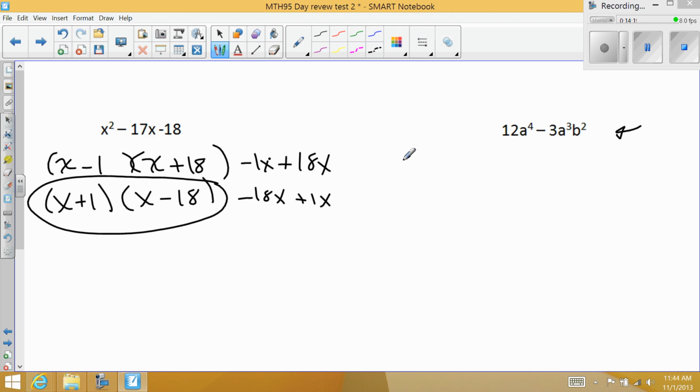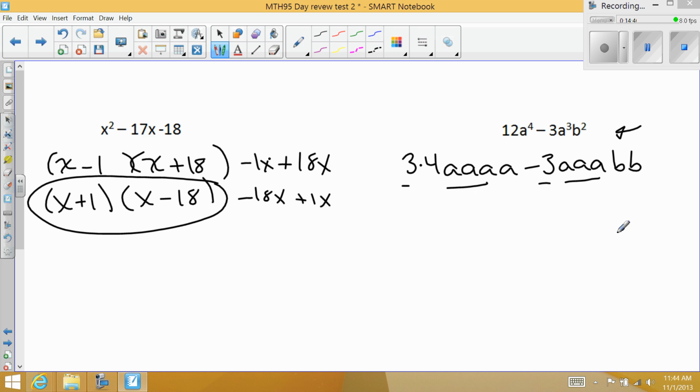So 12 I know is 3 times 4. And a to the fourth is a. Subtract 3. A cubed is a times a times a. B squared is b times b. And then looking at the two terms, I can see I've got a 3 common to both terms and a cubed common to both terms.